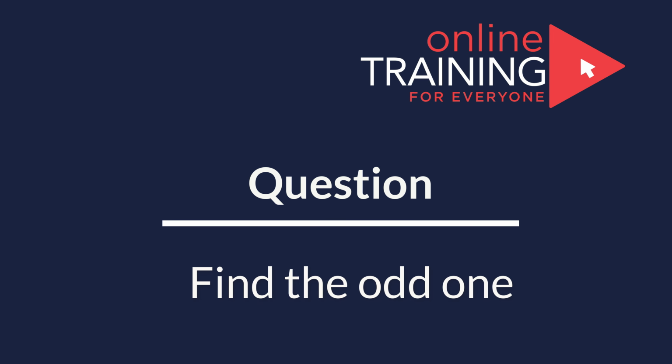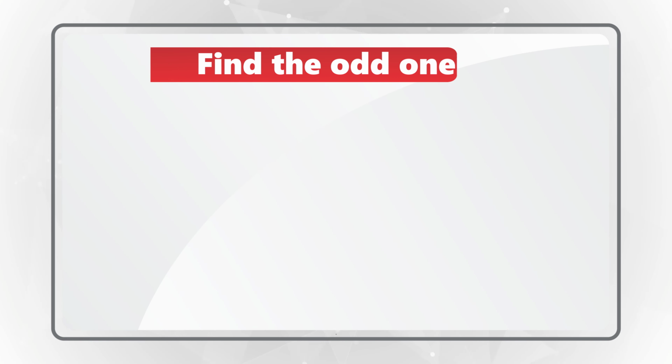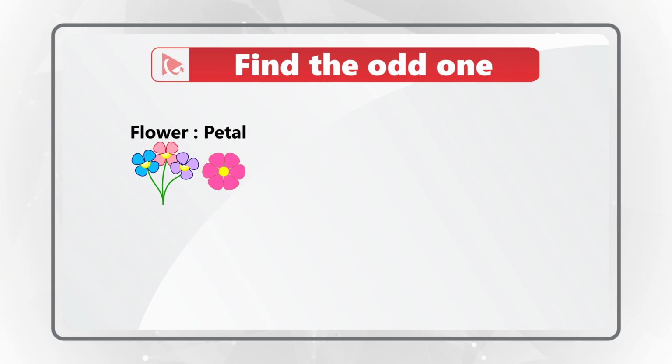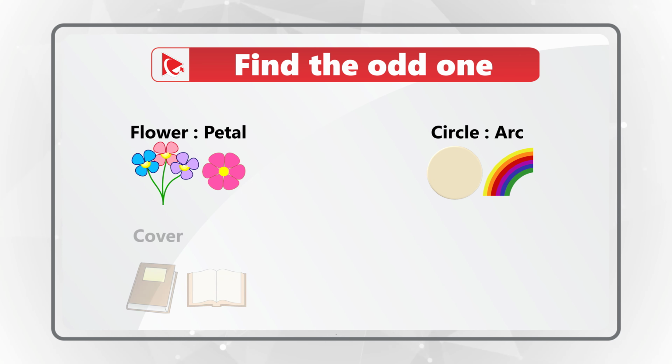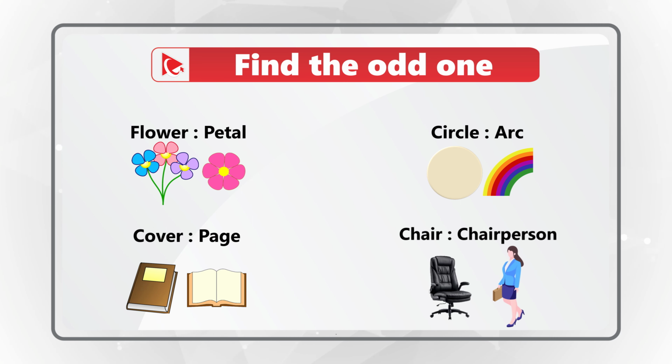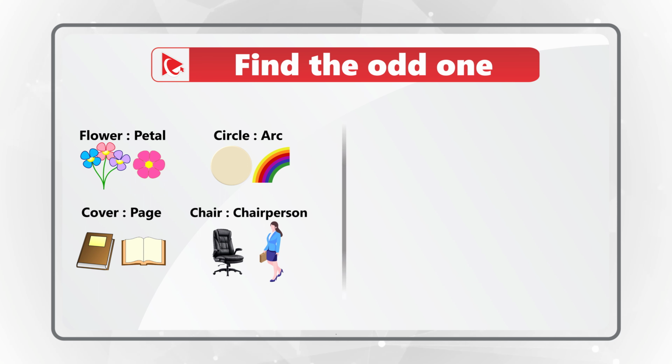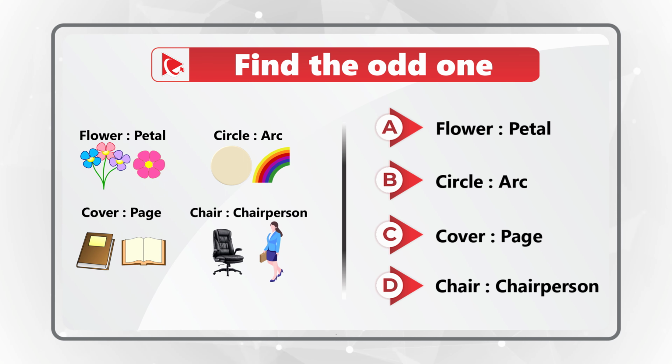Here's an amazing question where you are presented with 4 word pairs, and you need to find the item that does not belong to the group. The first pair is flower and petal. The second pair is circle and arc. The third pair is cover and page. And last but not the least, 4th pair is chair and chairperson. You need to select the word pair that does not belong to the group.